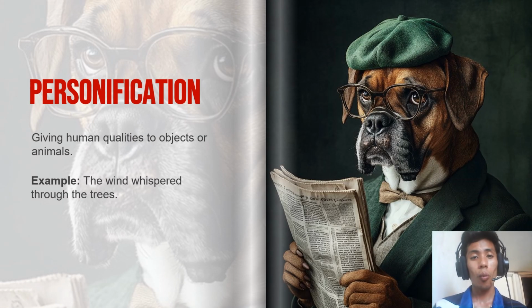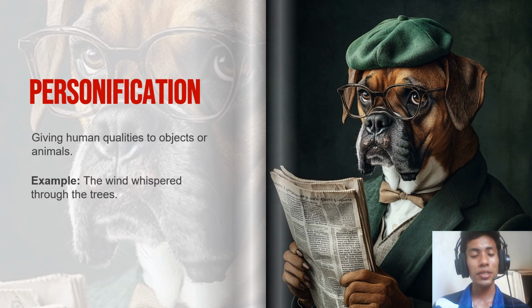Next is what we call personification. So what is personification? Personification is giving human qualities to objects or animals. Example sentence: the wind whispered through the trees.